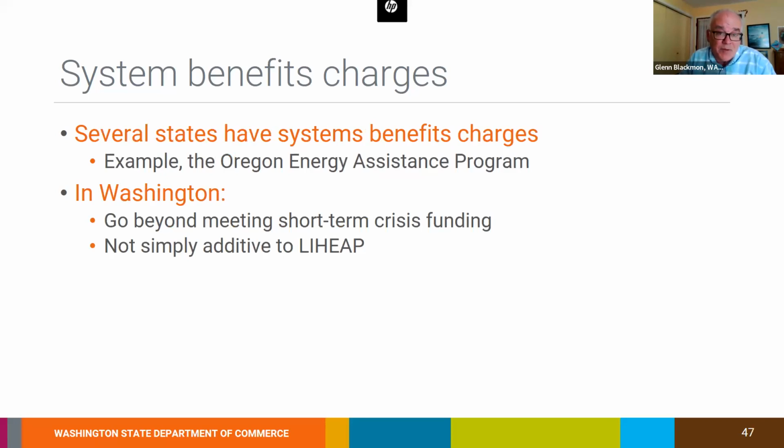And it would show up on the bills of the customers. This is a concept that is reflected in the CETA bill itself in terms of things that Commerce is supposed to study. So we continue to study it. There are examples from other states. The Oregon Energy Assistance Program, for example, is based on a system benefit charge approach. What we're thinking of here is that it would fund this ongoing bill assistance for low-income customers. So it would be additional to and not really intended to replace short-term crisis funding that is available through LIHEAP.